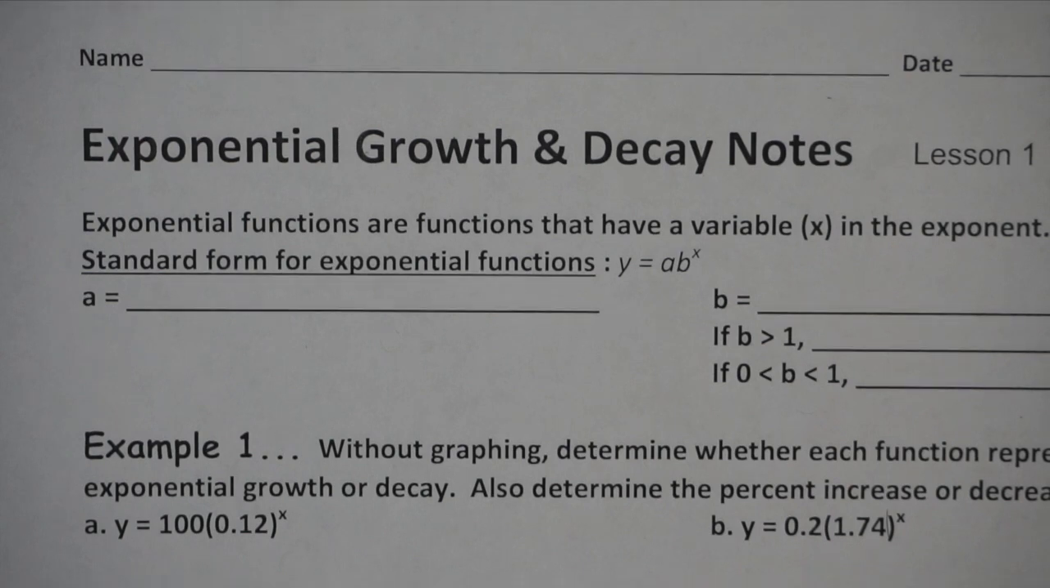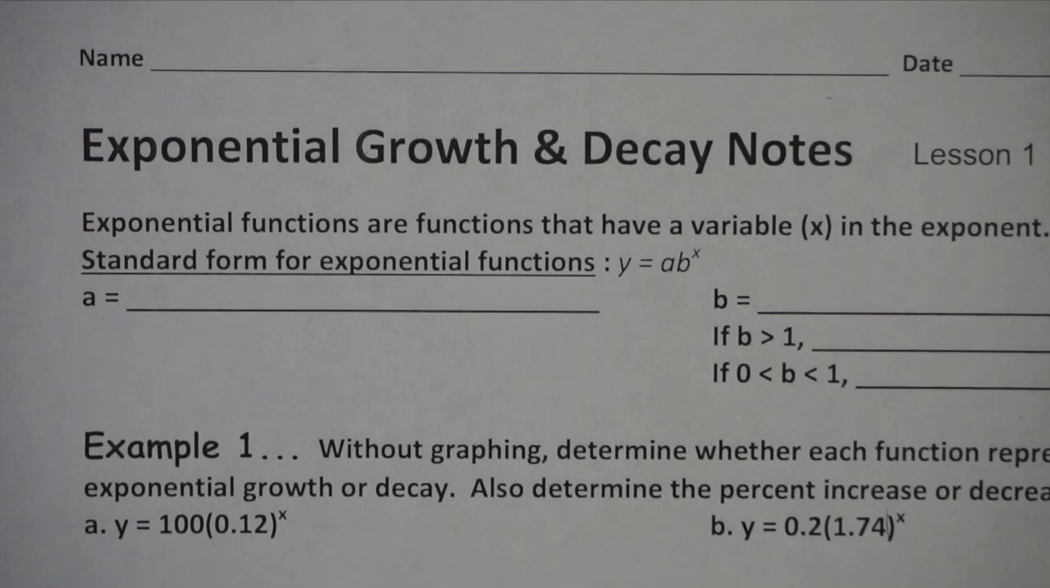Things that grow exponentially are things like your bank account with interest, maybe the value of a house or a car. Actually, a car would be an example of exponential decay. The longer you have the car, the lower the value of it is, and so forth.